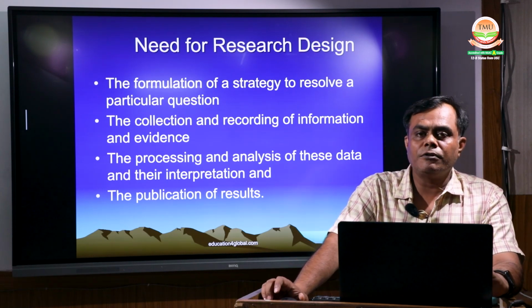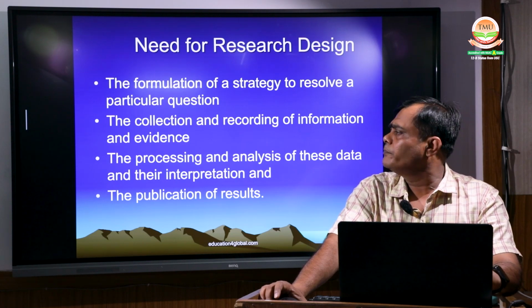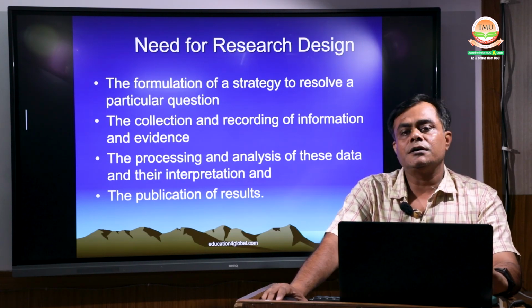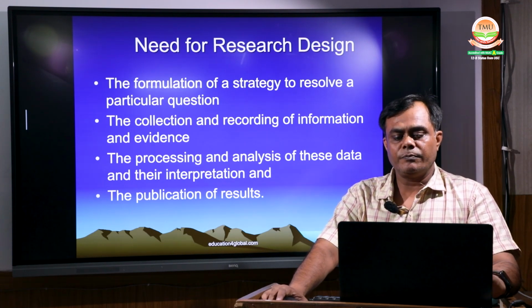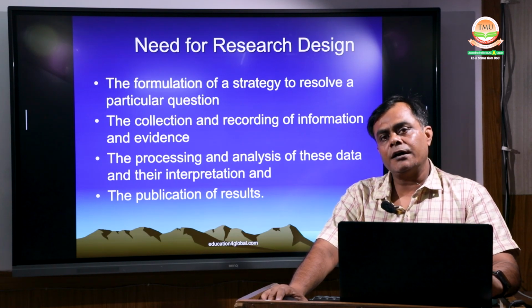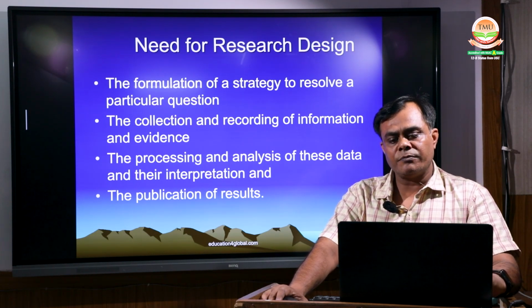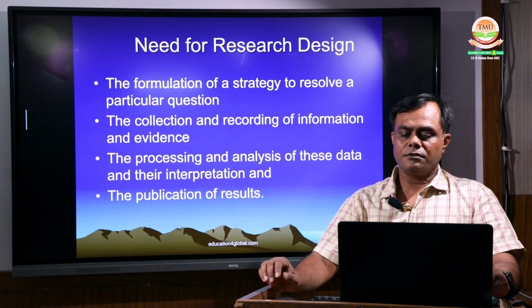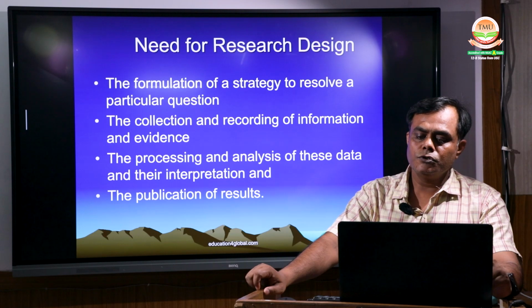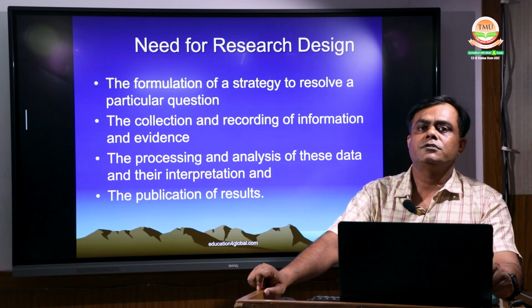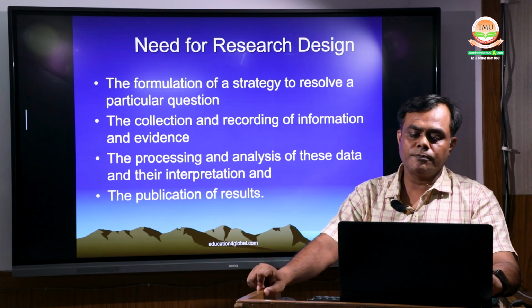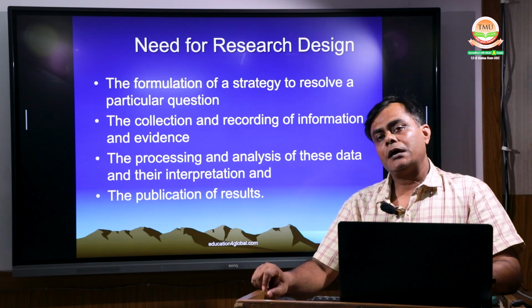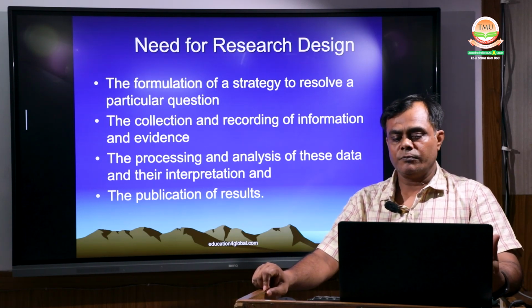Why is there a requirement for research design? In a very simple word, research is a scientific investigation of the problem, for which we need systematic planning of the research. So first is the formulation of the strategy to resolve a particular problem. So first, the need of the research design is to formulate the strategy to resolve a particular question. Whatever the question arises, for the solution of that question, we are formulating a strategy that is called research design.